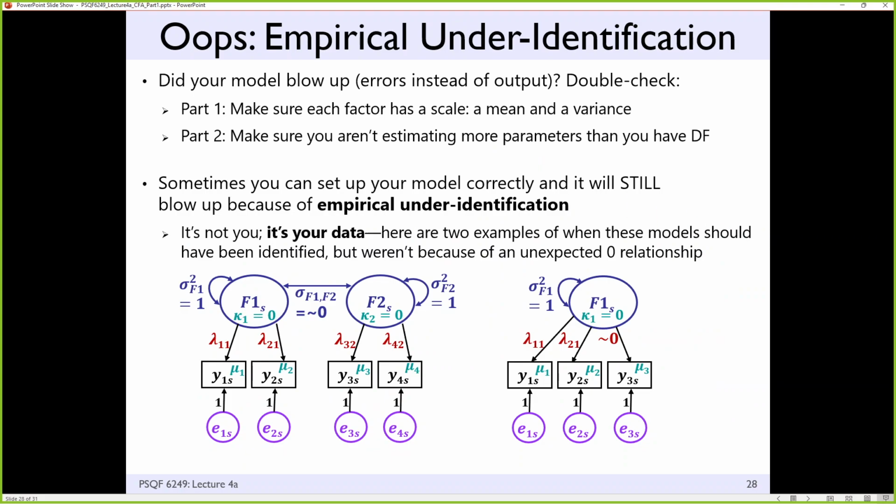Sometimes, though, you can do everything right and still be wrong. And this is called empirical under-identification. It's not your fault, it's your data.